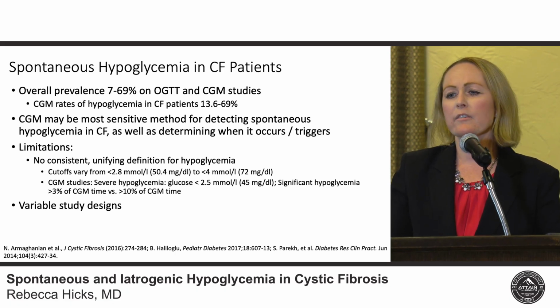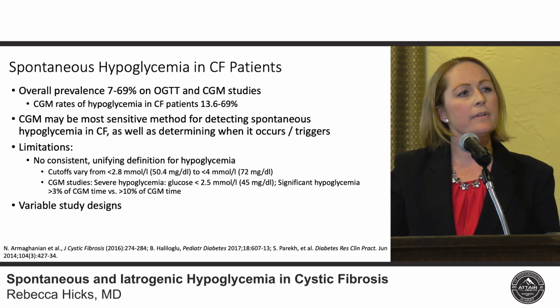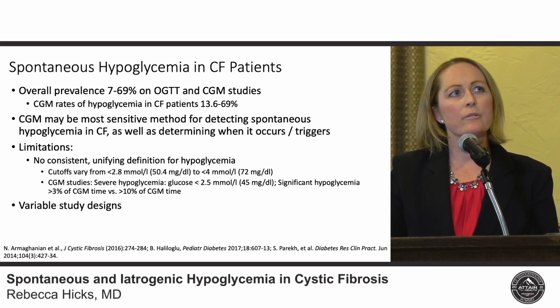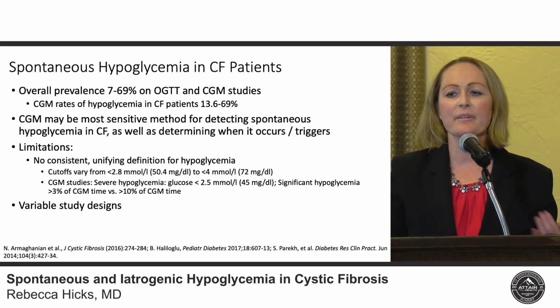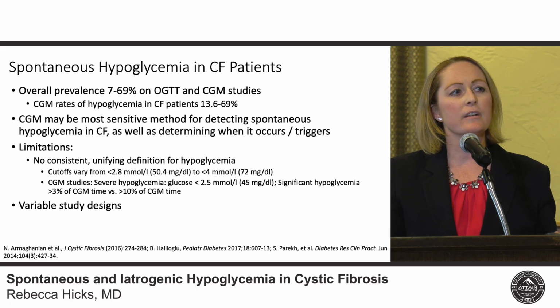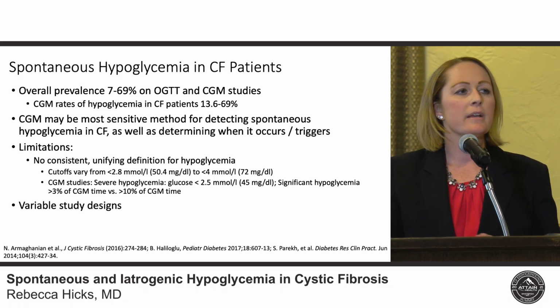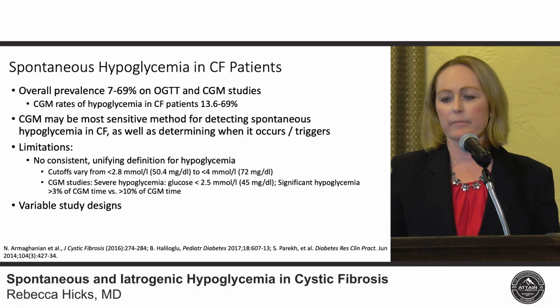These studies show that CGM may be the most sensitive method for detecting spontaneous hypoglycemia in CF, as well as determining when it occurs and what the triggers are. However, there are limitations of these studies, and it's difficult to look at all of them together and draw conclusions when there's no consistent unifying definition for hypoglycemia. And the definition will vary based on whether it's by OGTT or CGM. And the study designs are also variable.